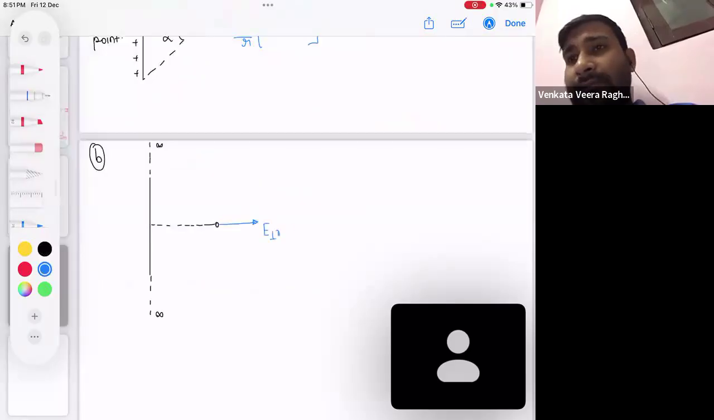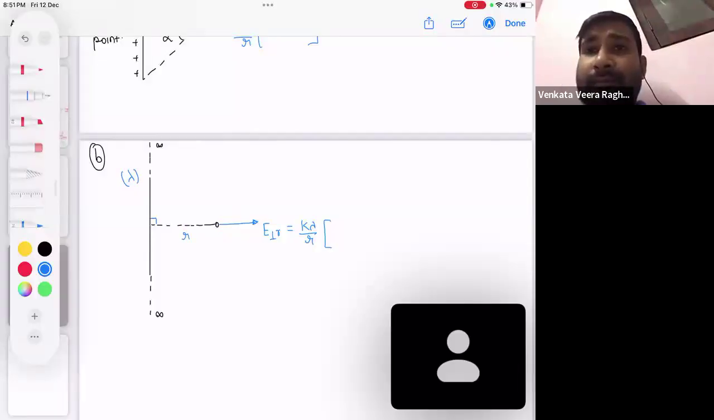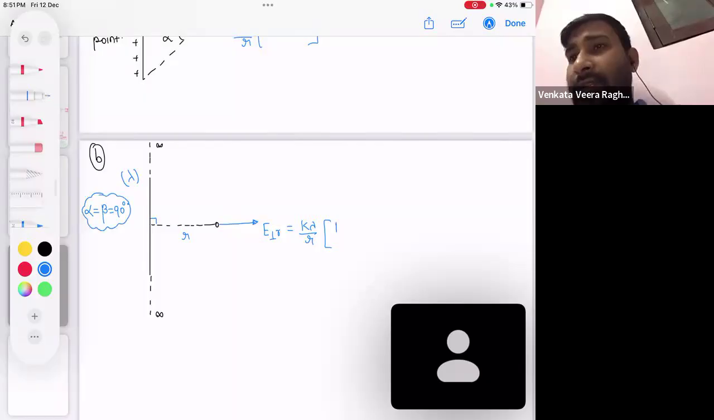Only the perpendicular component will come, and will it be k lambda by r? Lambda is the charge density, r is the perpendicular distance, so k lambda by r. And for an infinite wire, what will alpha and beta be? Here alpha and beta are approximately 90 degrees, so sine alpha is 1 and sine beta is also 1.